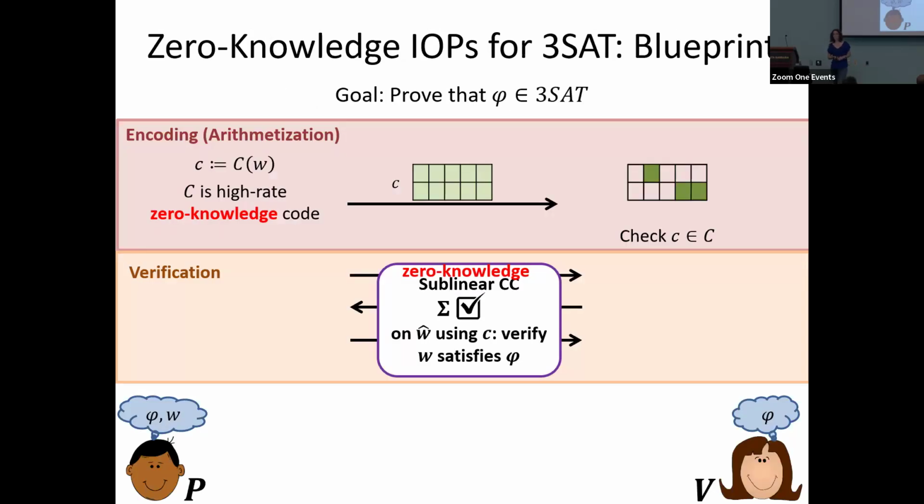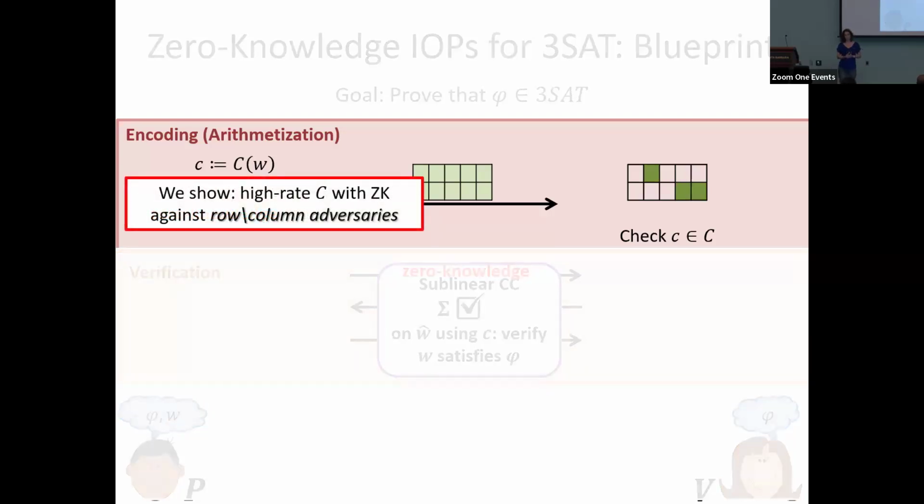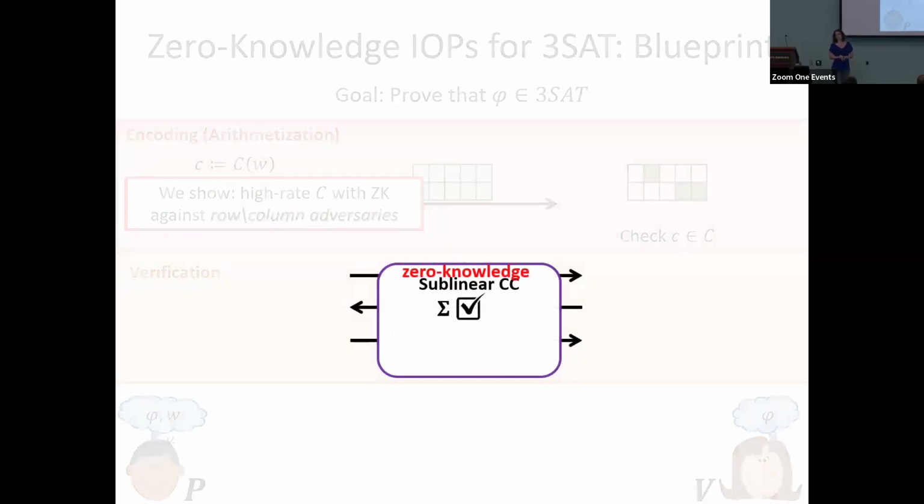So this is the first component, tensors of zero knowledge codes. In particular, we get as a corollary that there is a high rate code that is zero knowledge against adversaries reading rows and columns of the codeword. And the second component is the sublinear communication zero knowledge sumcheck.